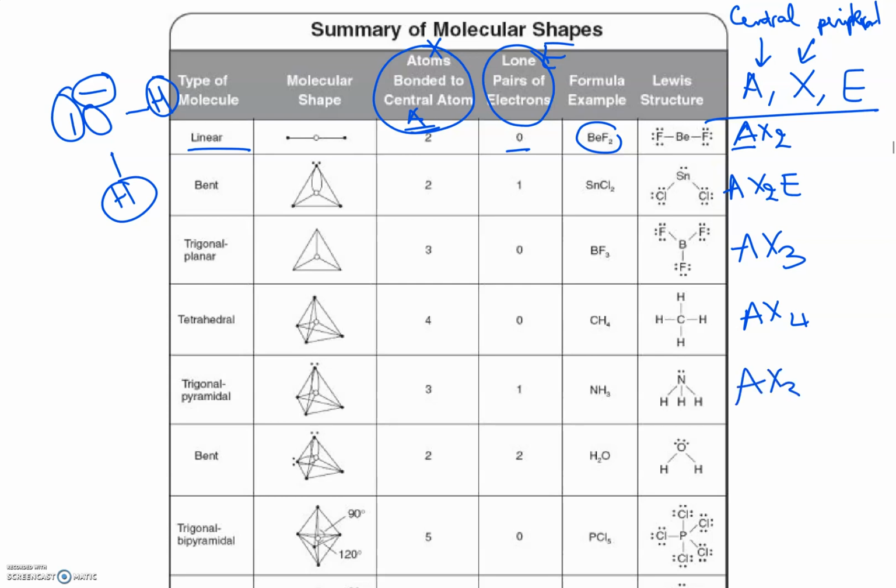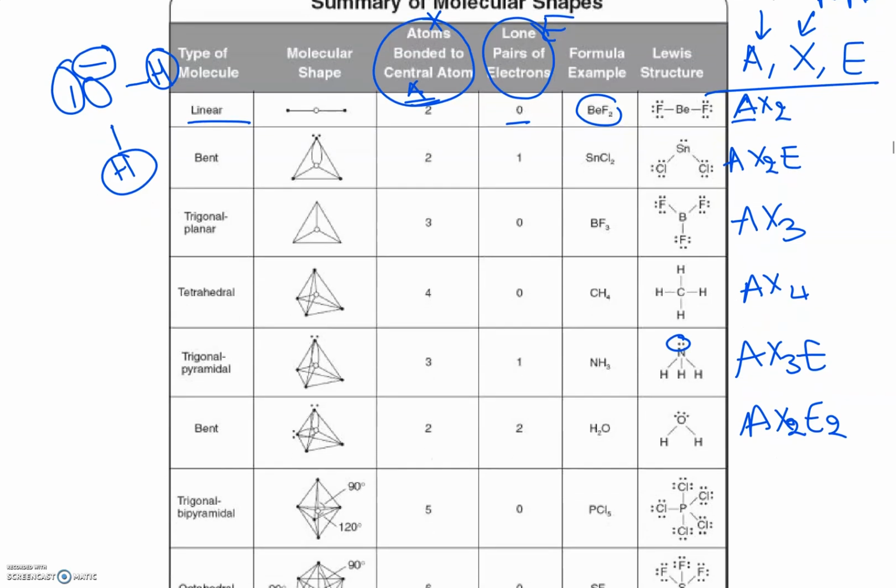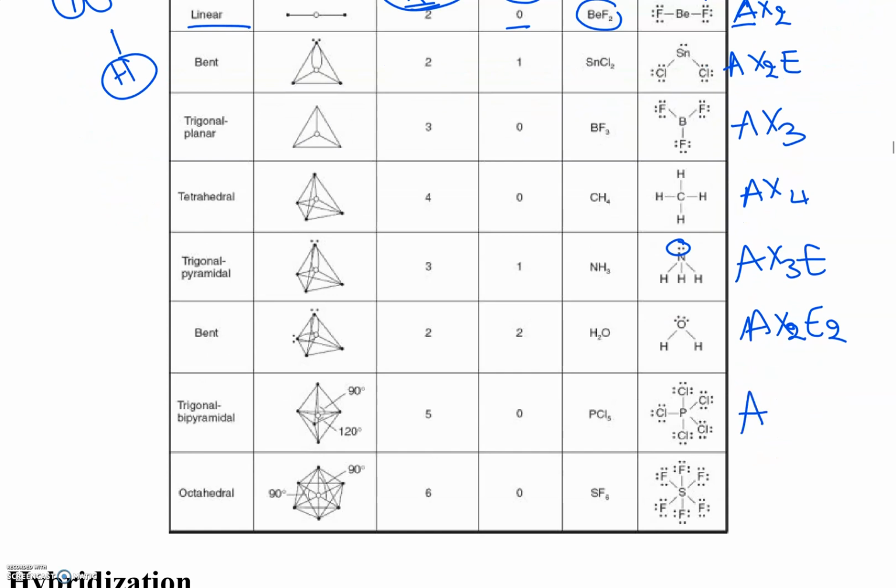In the case of AX3E, like NH3, but there is 1 pair of electrons attached to nitrogen, the shape is also trigonal pyramidal, so it's different from the trigonal planar. In the case of water, so it's AX2E2, as we have seen before. It is bent. And in the case of AX5 like PCl5, it's trigonal bipyramidal, two pyramids, and AX6 is octahedral.